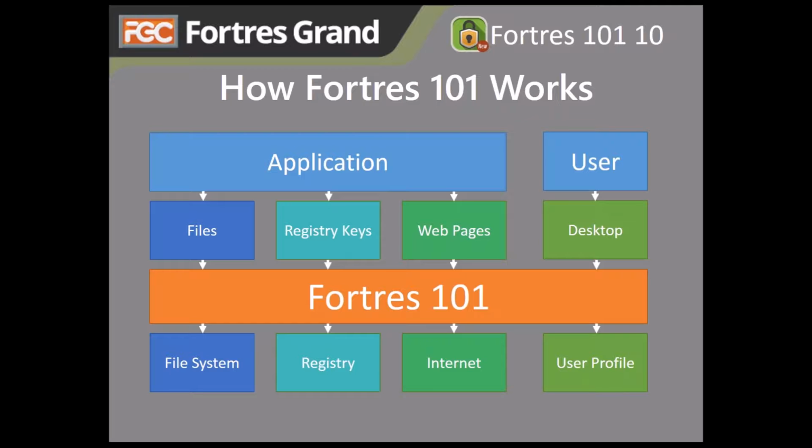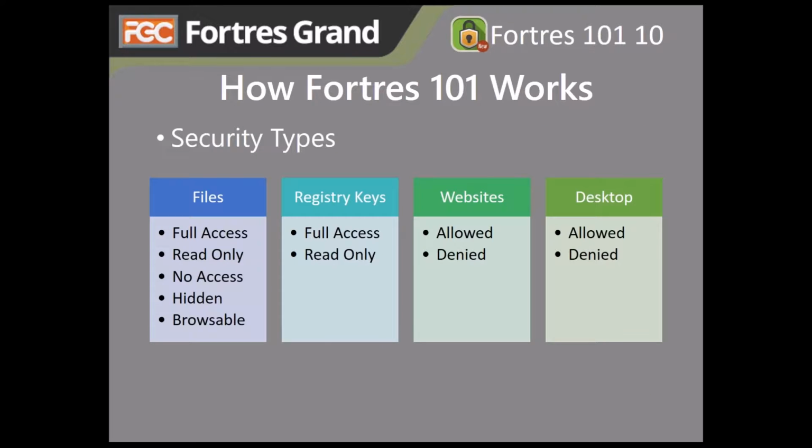In the case of a file, typically they'll receive an access denied message. The same would be true with registry keys. In the case of web pages, they could be redirected to your own custom URL or just receive a generic access denied message. And in the desktop, dragging things around is typically blocked, and it doesn't allow the user to do it in the first place.